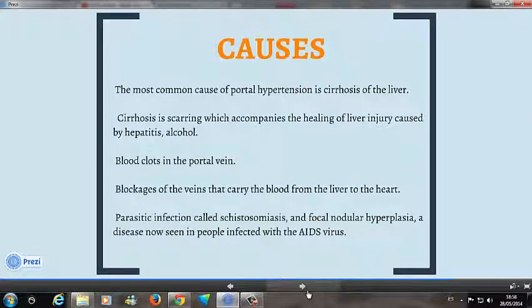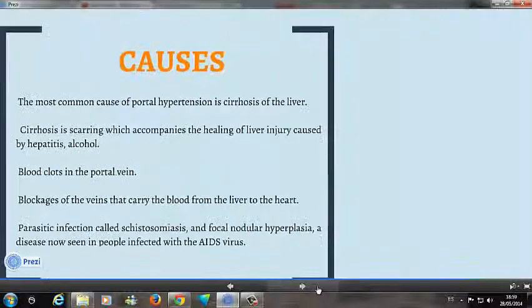Causes. The most common cause of portal hypertension is cirrhosis of the liver. Cirrhosis is scarring which accompanies the healing of the liver, in rare cases caused by hepatitis or alcohol. Other causes: blood clots in the portal vein, blockages of the veins that carry the blood from the liver to the heart, parasitic infection called cysticercosis, and focal nodular hyperplasia.